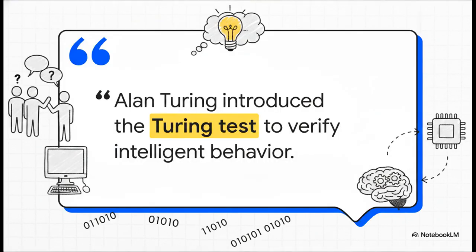Around this same era, we also have the brilliant Alan Turing, who introduced what we now call the Turing test. Now remember our airplane analogy where we define AI by its results? Turing basically created the ultimate benchmark for that. He proposed a test to verify if a machine was actually acting intelligently.